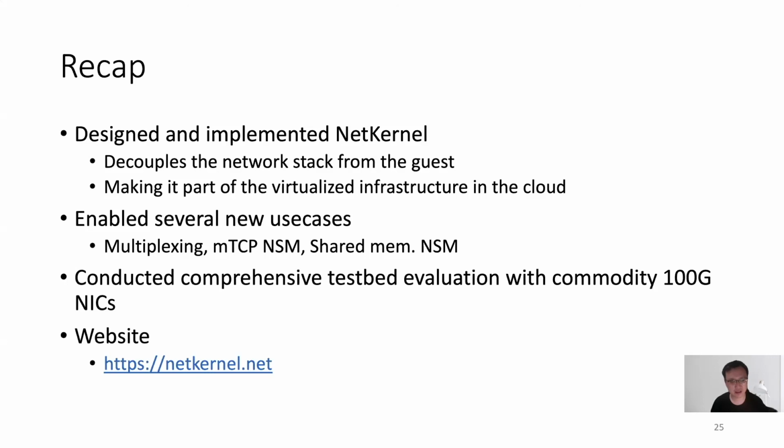Here is a recap. In this paper, we designed and implemented NetKernel. NetKernel decouples the network stack from the guest and makes it part of the virtualized infrastructure in the cloud. In this paper, we enabled several new use cases, for example, multiplexing, mTCP NSM, and shared memory NSM. And we conducted a comprehensive testbed evaluation with commodity 100 gig NICs.